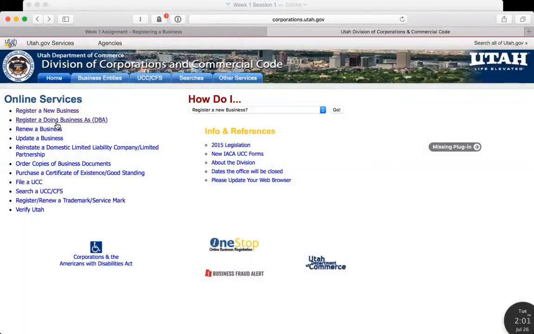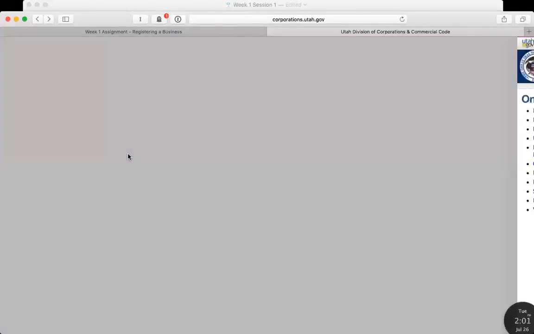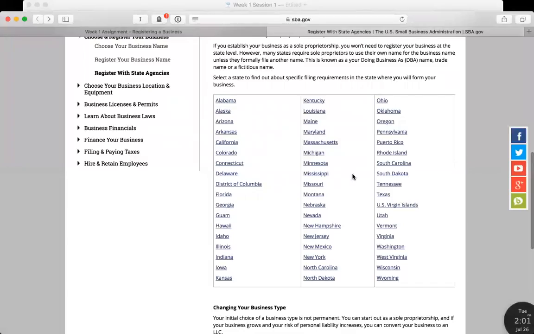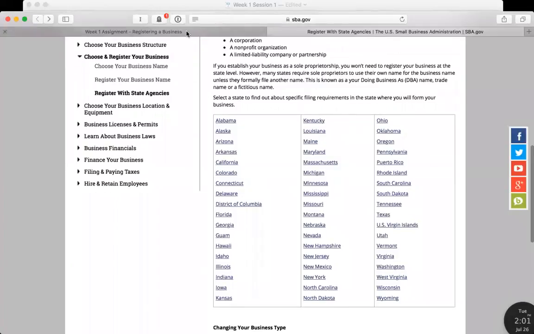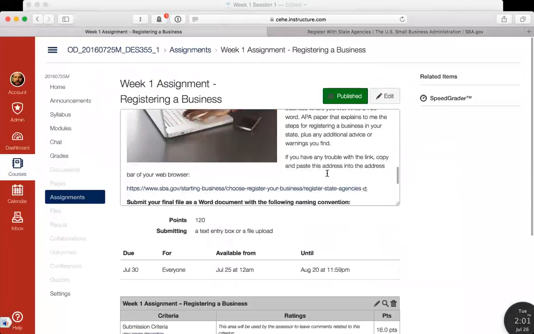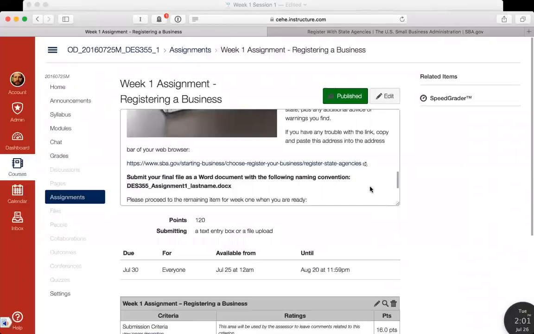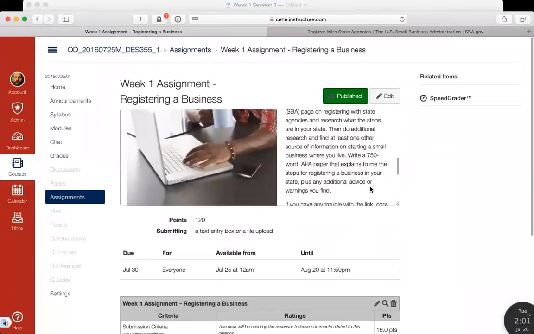I've got DBA, which looks like it's the exact same link there. I can learn about domestic LLCs and stuff like that. So depending on your state's website, it might be a lot of information about what you do, what you don't, or it might just be, here's where you register it, in which case you'll be able to see the steps required. But in that case, you need to find what's necessary for your type of business in that additional research.